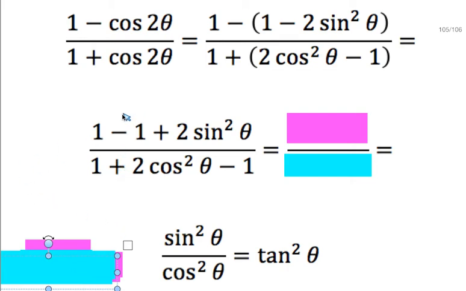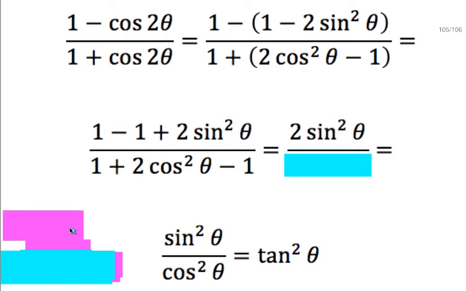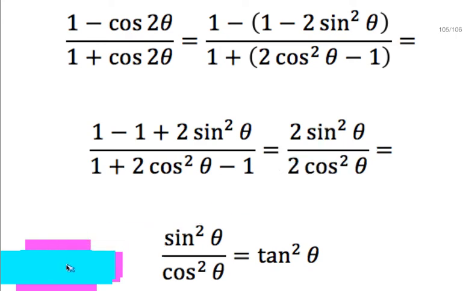Now notice here you have a 1 minus 1. Those cancel out, so in the numerator, we're left with 2 times sine squared theta. In the denominator, you have 1 plus 2 cosine squared theta minus 1. This minus 1 cancels out the positive 1, and you're left with this. Now the 2's will cancel out, and so in the numerator, you're left with sine squared theta. In the denominator, you have cosine squared theta, which is what we were looking for. And then according to the quotient identity, that simplifies to tangent squared theta.